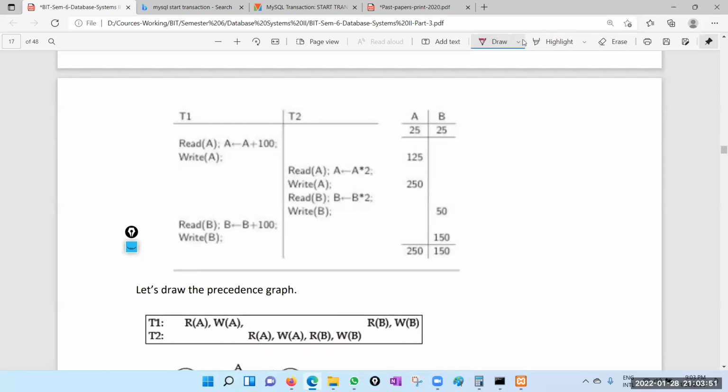Precedence graph. So this is read write, but the same transaction. This is read, this is write. So that is T1 to T2.